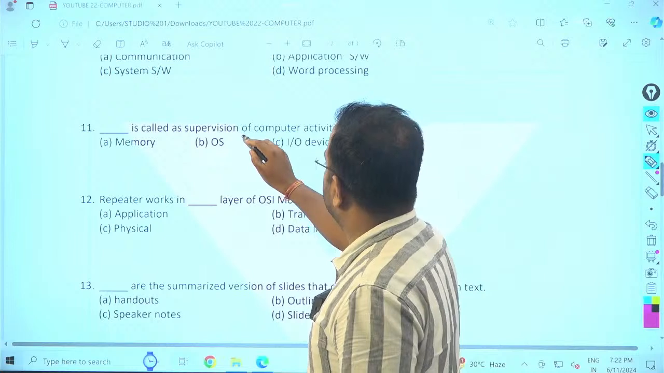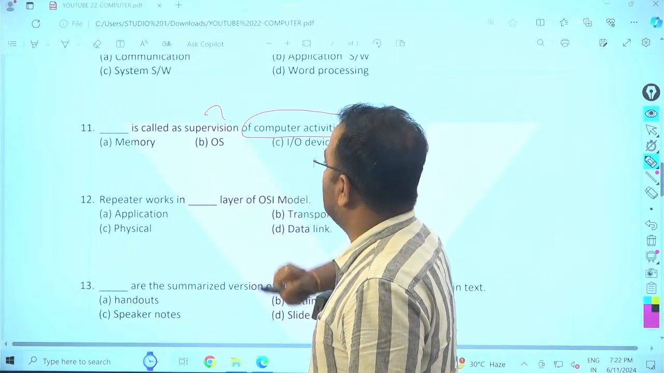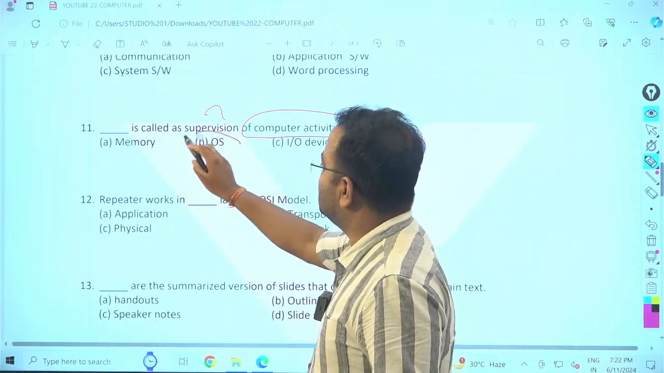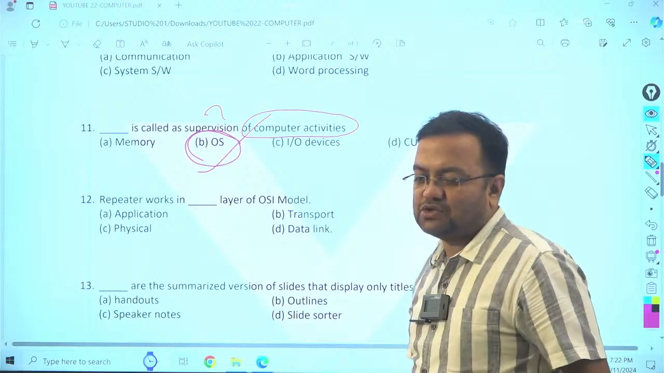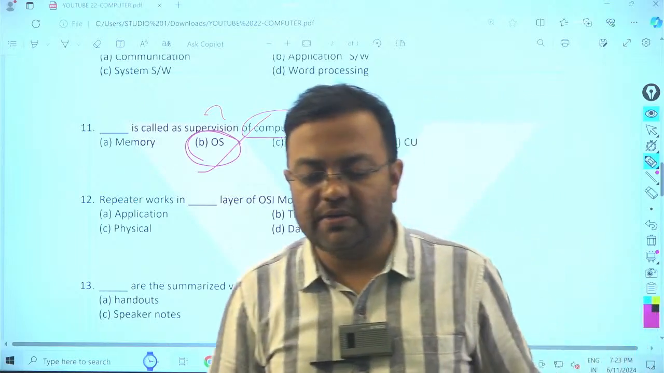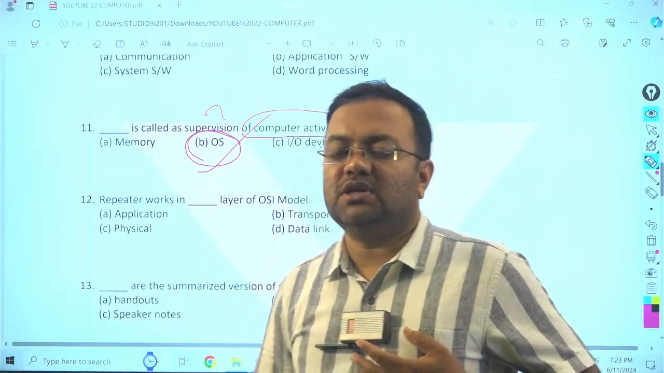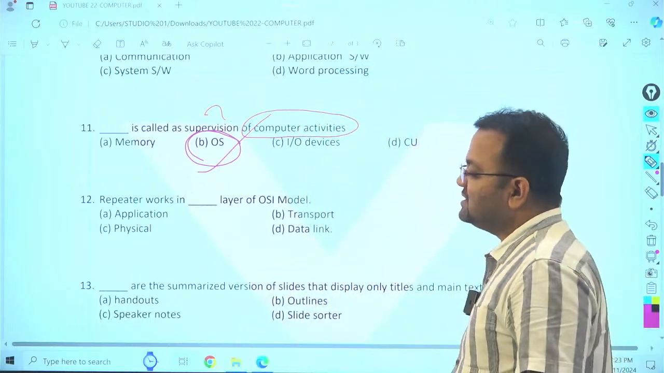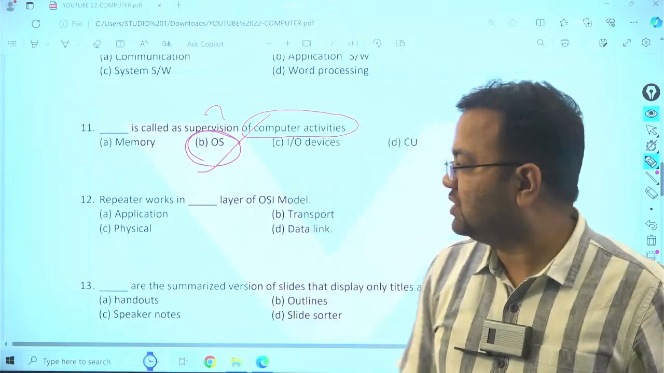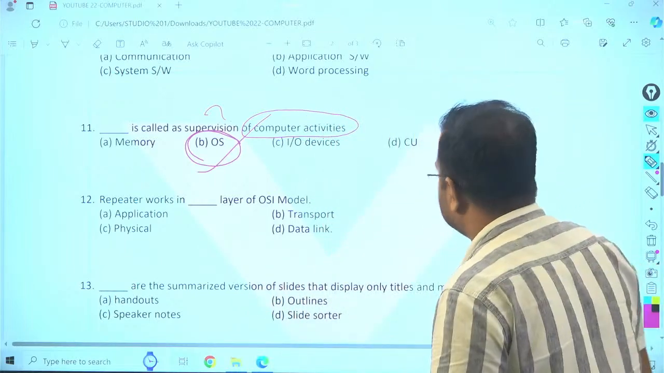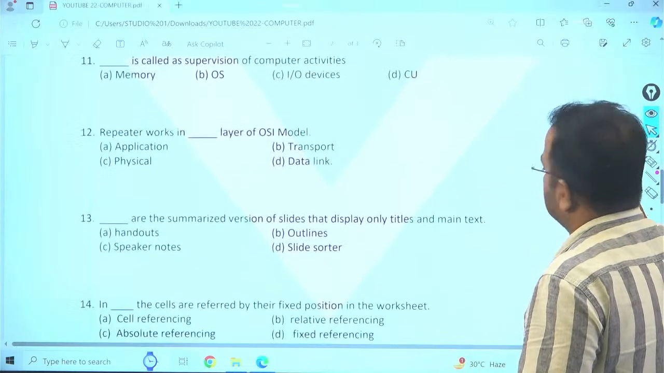Dash called the supervision of computer activity. So dash can supervise our computer system. Simply, answer is B, operating system. So the operating system can supervise and monitor, as well as work as an interface between the user and hardware, and it manages all the resources. That's why it is the manager of our computer system. So here question number 11, answer is B, operating system. Then goes to question number 12.